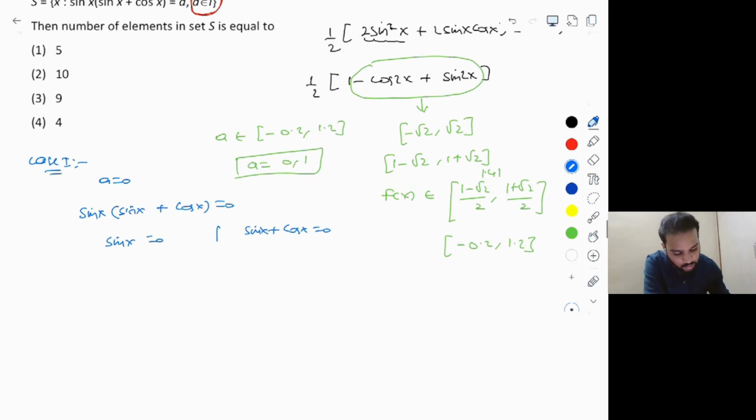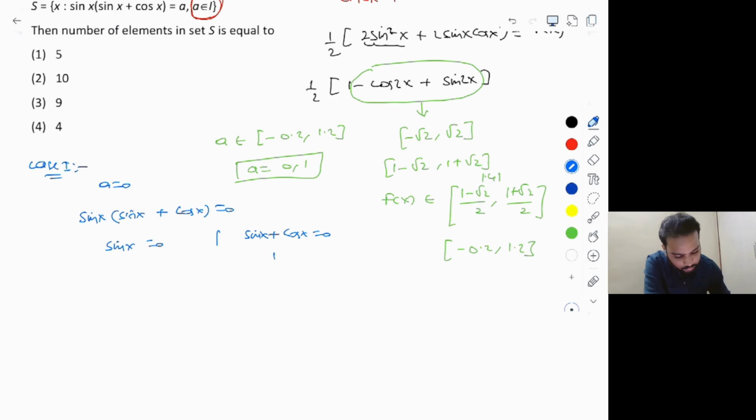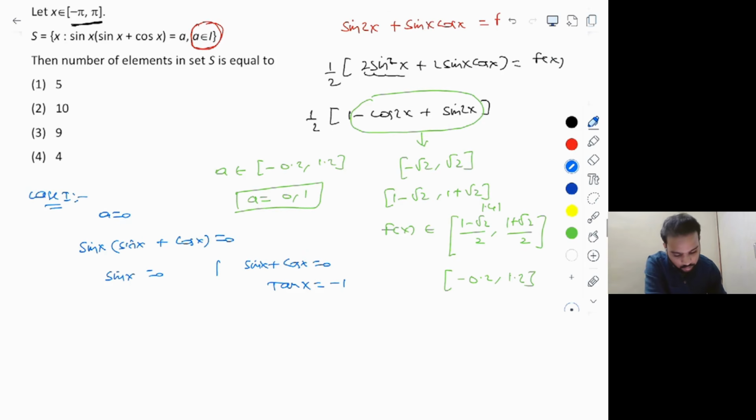Or else I can say directly tan x is equals to minus 1. And then if sin x is equal to 0 in the given interval, we have the values as what? x is equals to 0, comma, plus or minus pi, obviously. Let's do that. And then next, if tan x is equals to minus 1, this x values in the interval minus pi to pi will be what? x is equals to, one is second quadrant angle, which is 3 pi by 4. And then other one is the fourth quadrant angle, which is minus pi by 4.